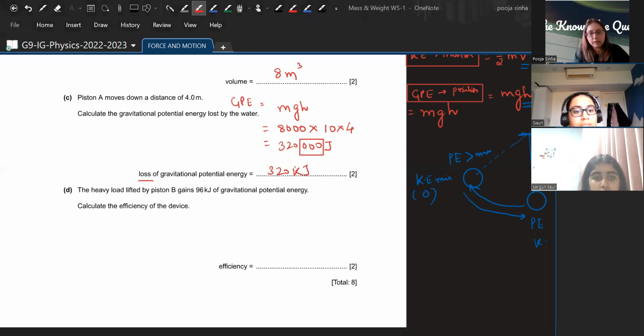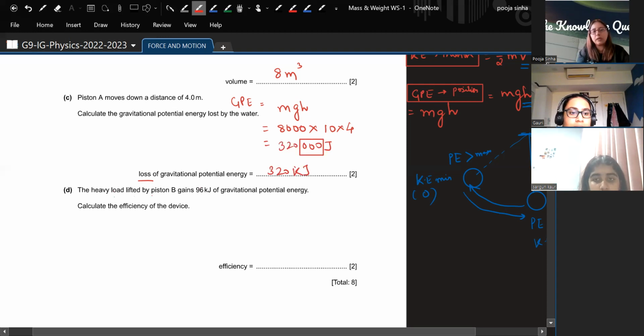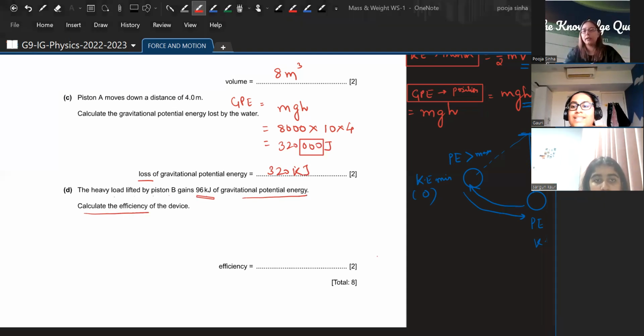Next comes the concept of efficiency. Now if you see this question, heavy load lifted by piston gains 96 kilojoules of gravitational potential energy. Calculate the efficiency. Efficiency का formula किसी भी चीज की, it's not just this potential energy. किसी भी चीज की efficiency अगर आप निकालते हो, it's always output upon input. Output जो भी है, how efficient something is, right? How much is the output?